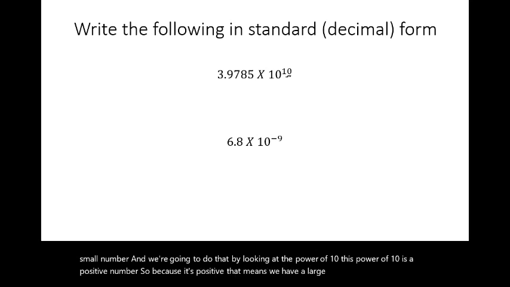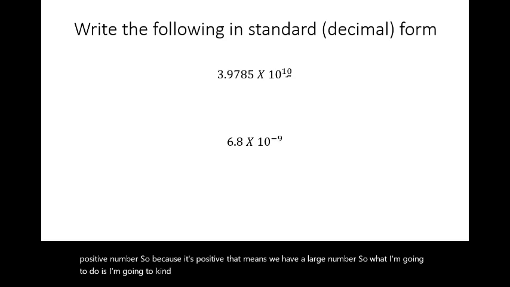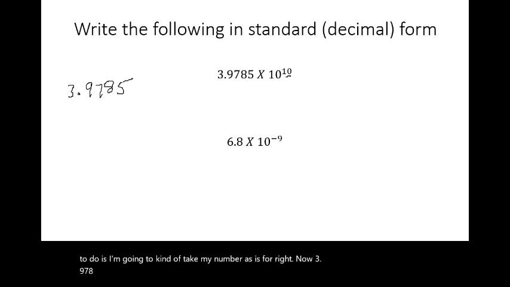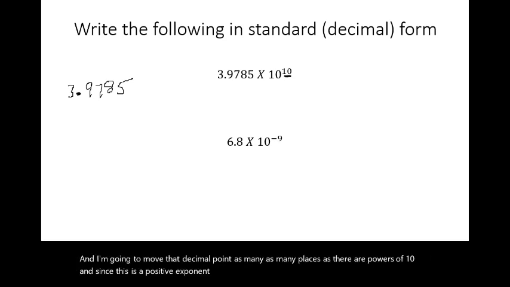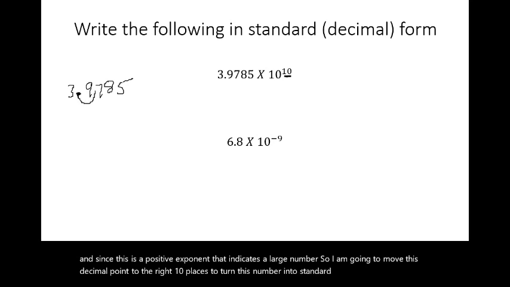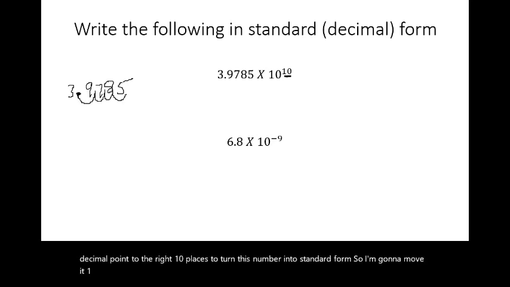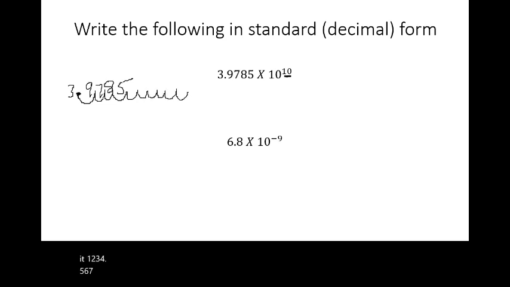So what I'm going to do is take my number as is for right now, 3.9785. I'm going to locate the decimal point, and I am going to move that decimal point as many places as there are powers of 10. And since this is a positive exponent, that indicates a large number. So I am going to move this decimal point to the right 10 places to turn this number into standard form. So I'm going to move it 1, 2, 3, 4, 5, 6, 7, 8, 9, 10.